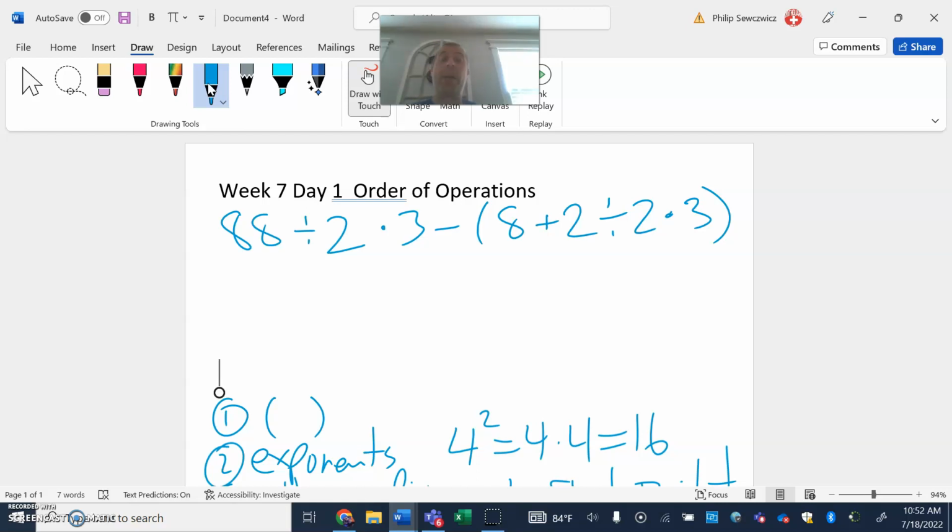Parentheses, yes. I'm going to go inside my parentheses, and I'm going to take care of, well, I see addition, division, multiplication. All right, division's definitely higher in the chart. Now, this is one of those phrases where you're like, well, it's left to right. So I'm just going to go left to right. 2 divided by 2 is 1. 1 times 3 is 3.